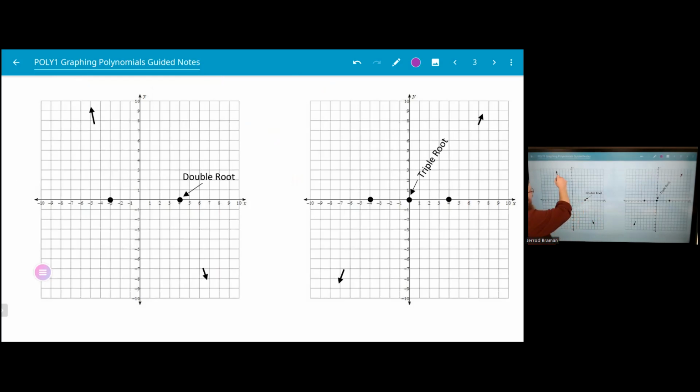Let's start on the left, all right? We've got a single root. We know it's going to go through. Now I bring it back towards the x-axis, towards my next root. I've got this double root, and it's going to bounce off that double root and go down to negative infinity.